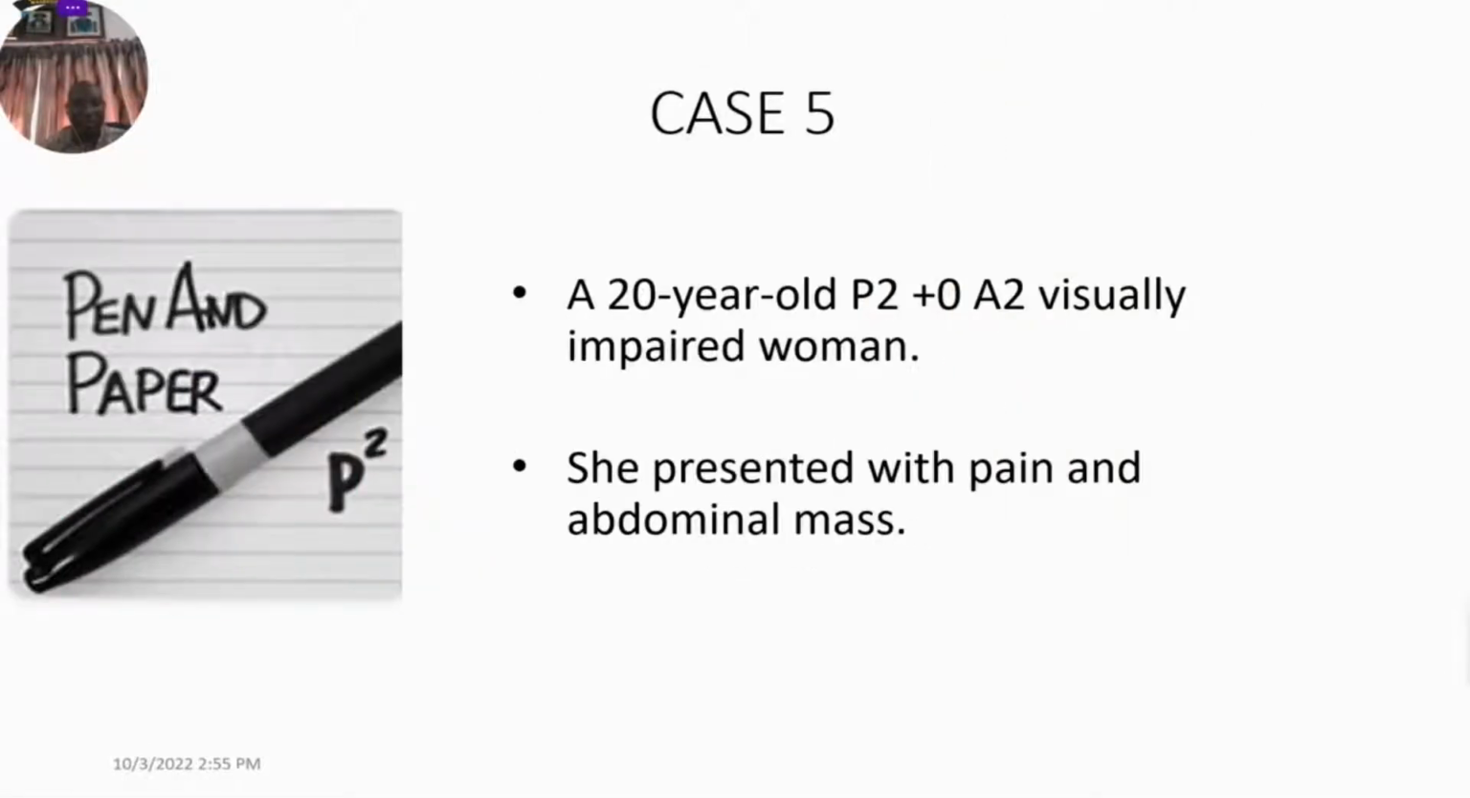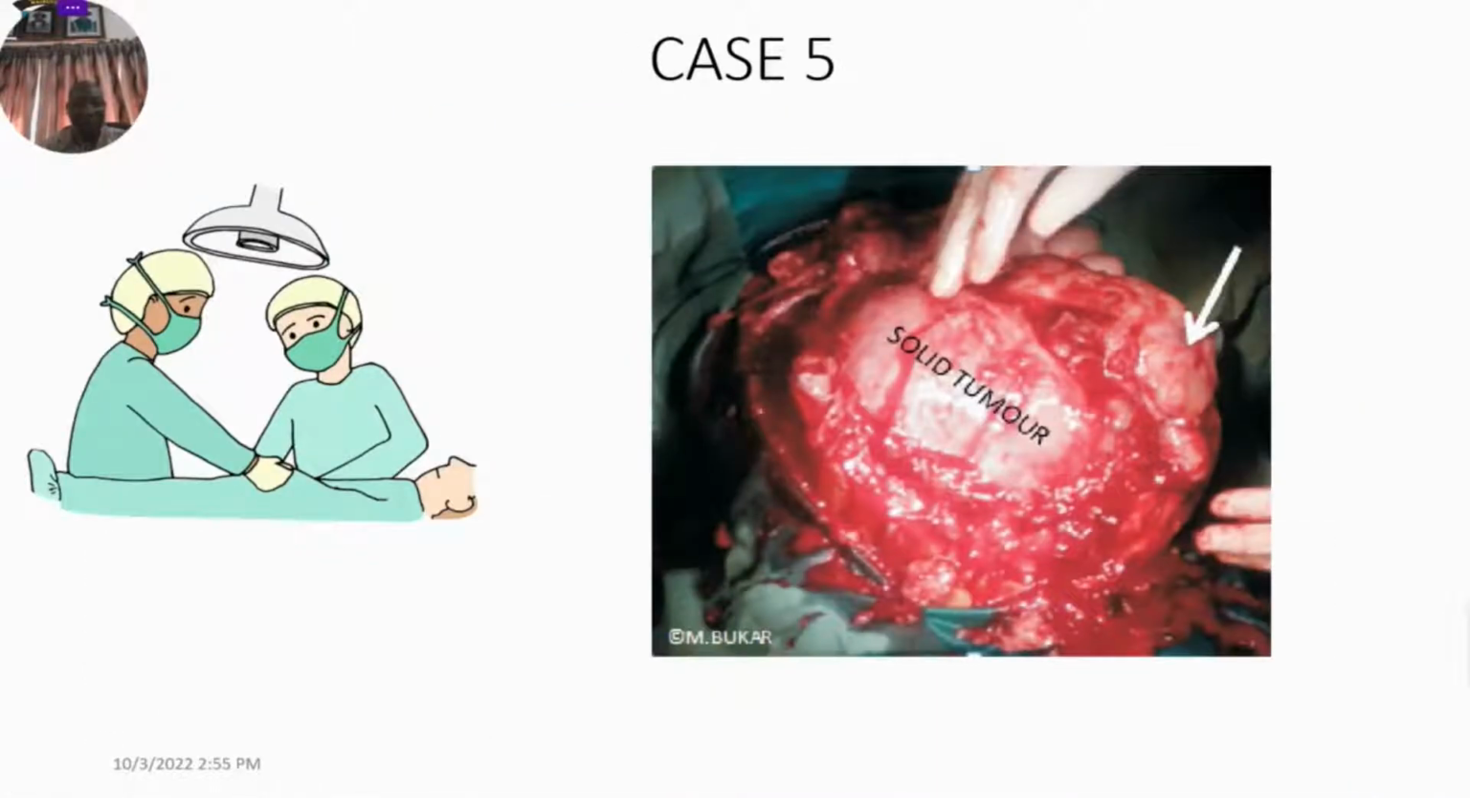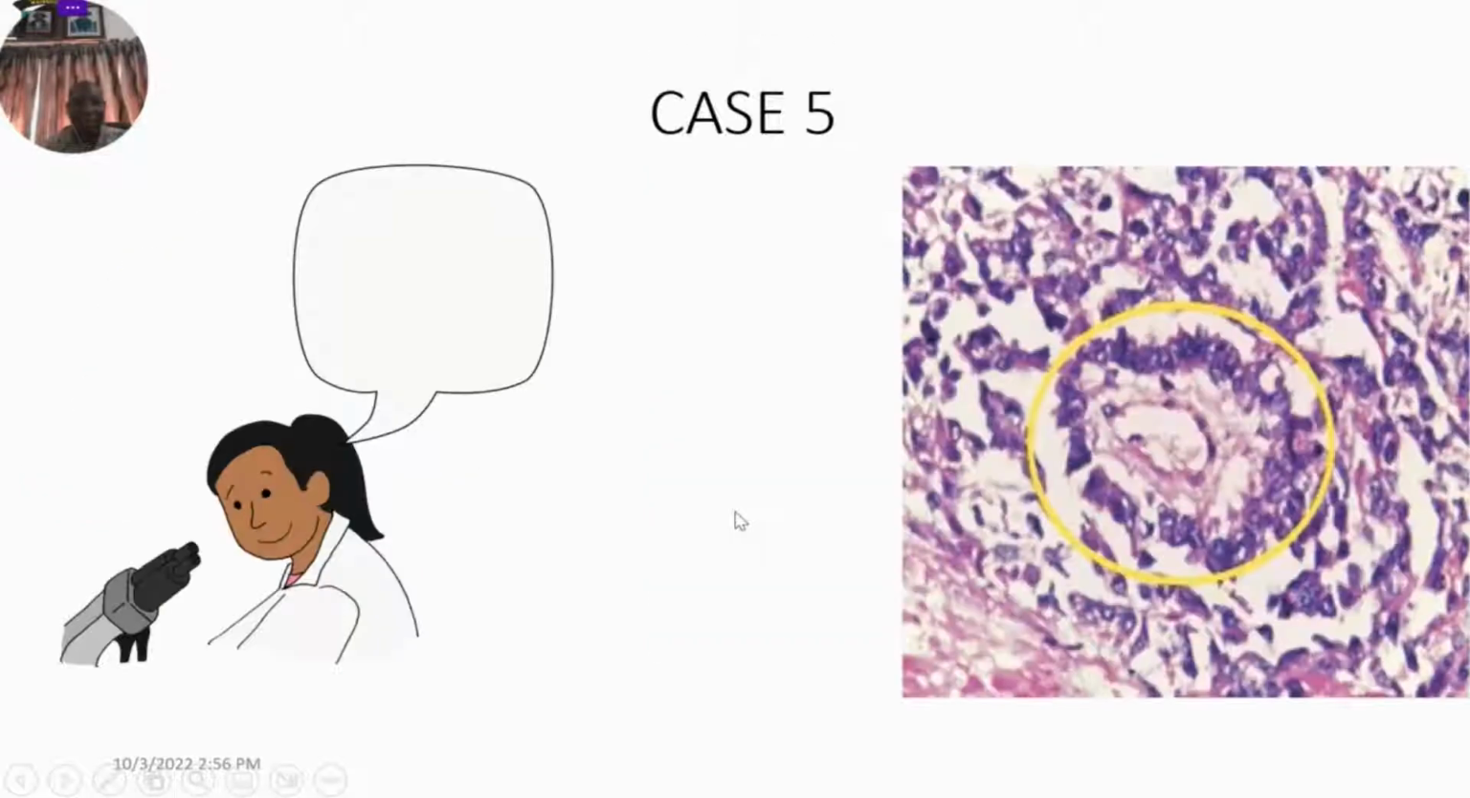Case number 5 was a 20-year-old para-2 visually impaired woman. She presented with pain and abdominal mass. This was an irregular solid tumor. So we have 1 M rule, no B rules. So it is a malignant lesion. She had surgery, and histopathology showed Schiller-Duval bodies, and so it's a yolk sac tumor.